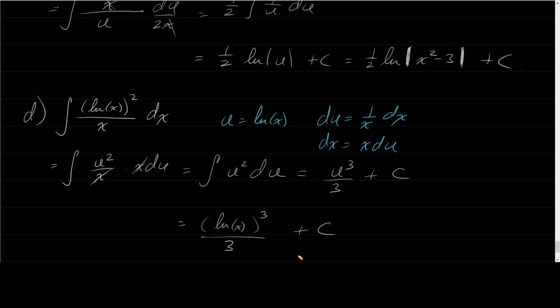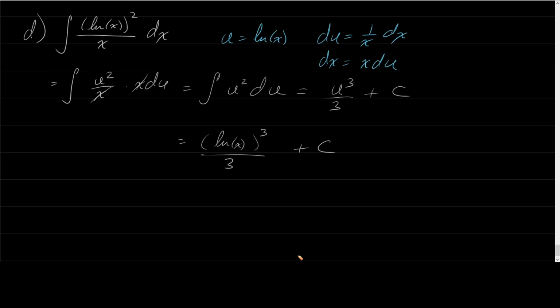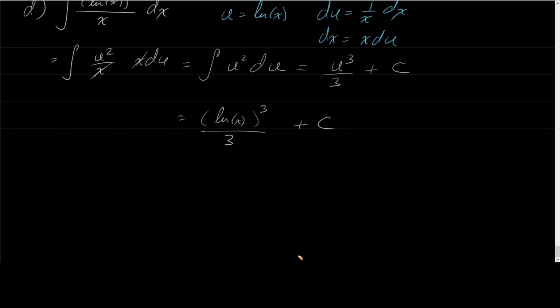And I'll do one last one here. So that was d, e. Actually, I'll do two more. E. The integral of 2x over (x minus 1) squared dx.